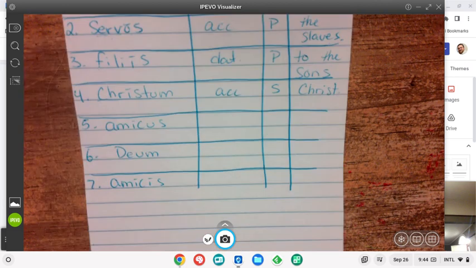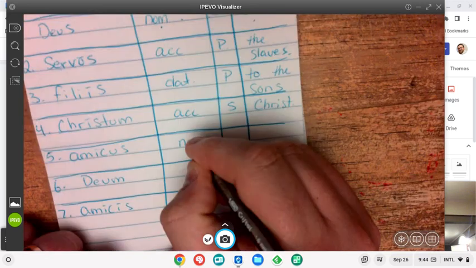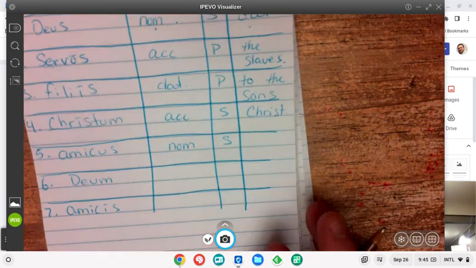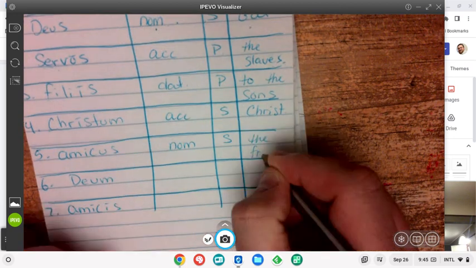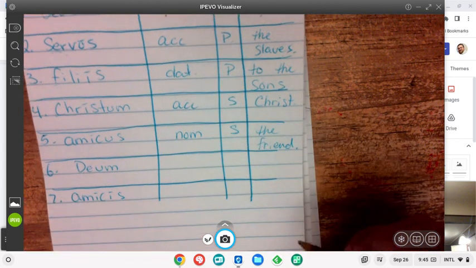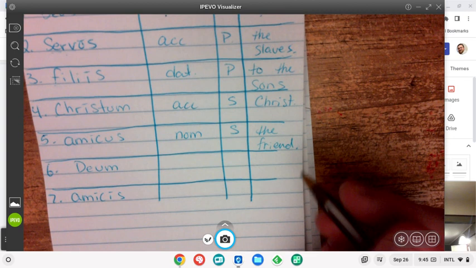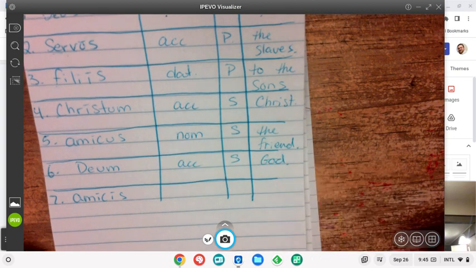Amicus. So this us ending only shows up in the nominative, singular, and that means friend. So we'll just write the friend. Deum. Okay, deus is God, so deum, it looks like an accusative, singular, and again, we're just going to write God. You could write the God as well if this were not capitalized.